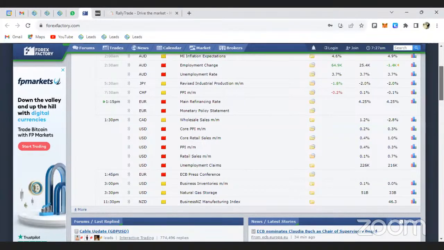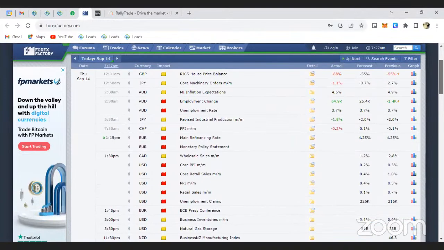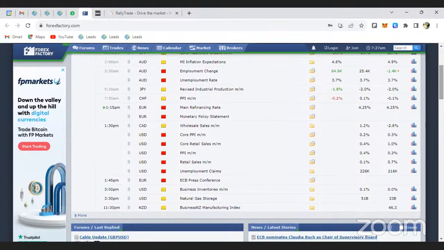So as you can see here, for the better part of today, around 1:15, we'll be having major news on the Eurozone. That's main refinancing rates and monetary policy statements. Those are two news items you should watch out for on the Eurozone. And also by 1:30, we have major news coming out on the CAD, that's Canadian dollars.